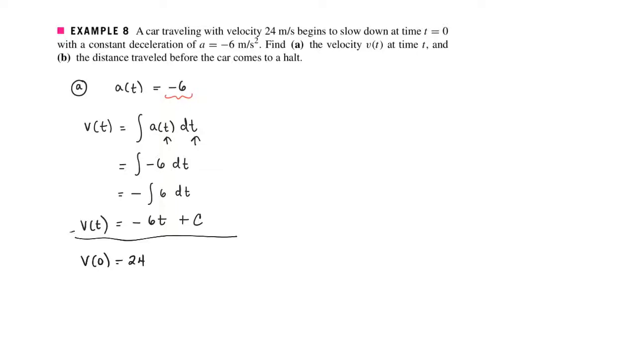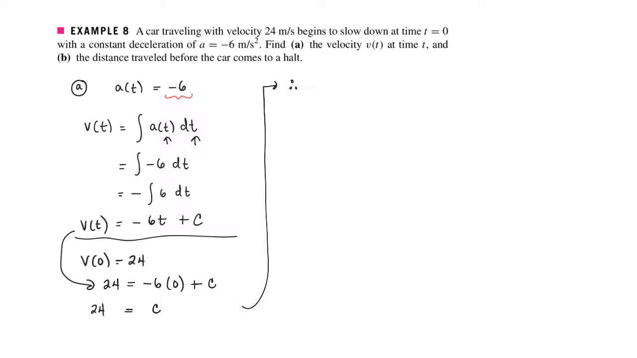That means that I can go back to my antiderivative, my velocity function, and I can substitute. I can say 24 is equal to -6 times 0 plus c. So then c is going to be equal to 24. In other words, I conclude that the specific antiderivative that we're working with is -6t plus 24. And that's how I get the velocity, by knowing the acceleration.